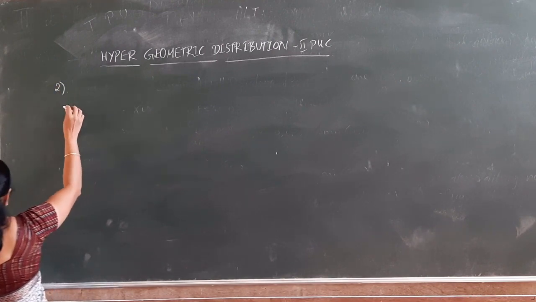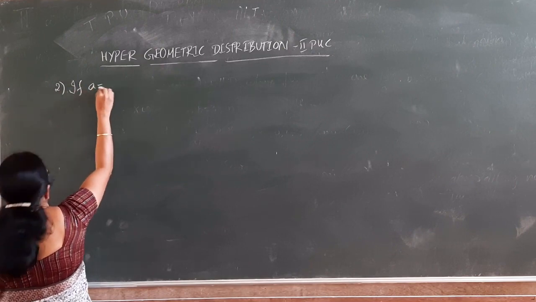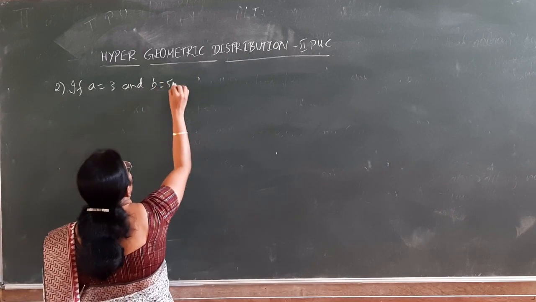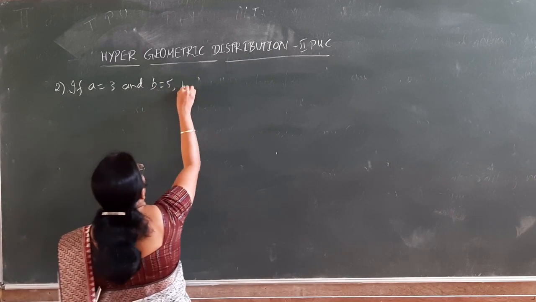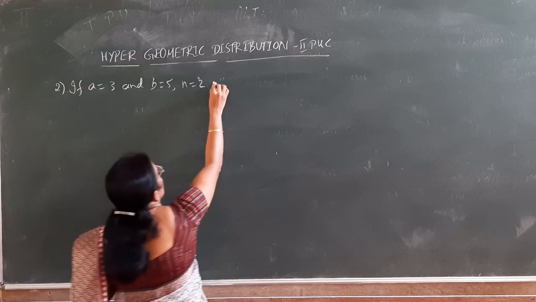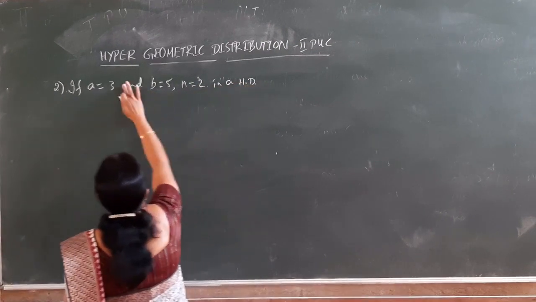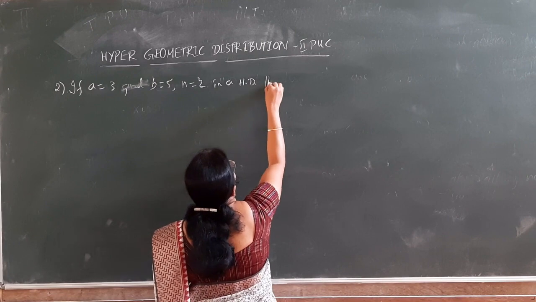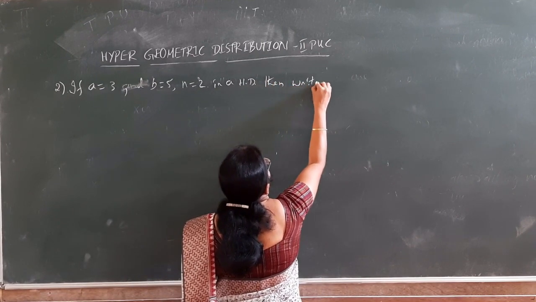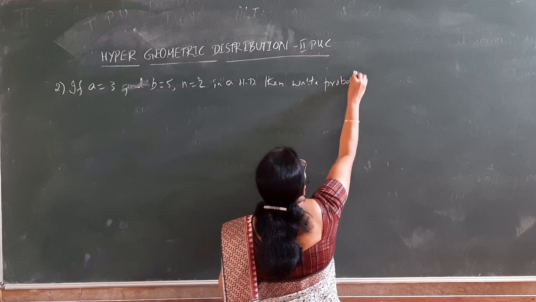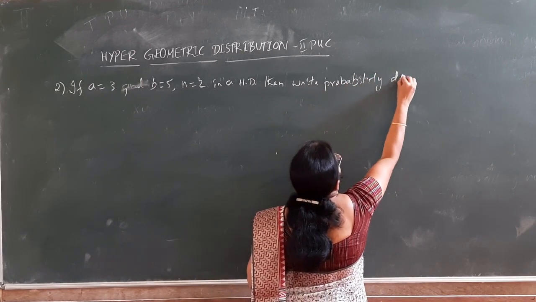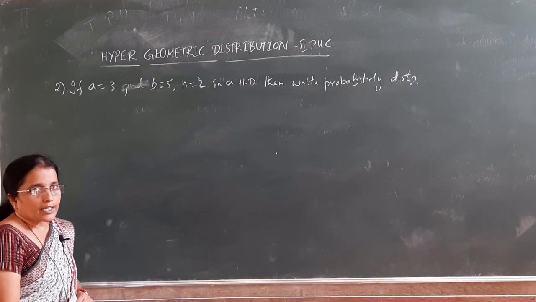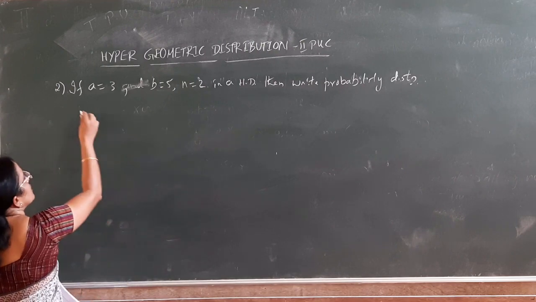Second question: if A equal to 3 and B equal to 5, also n equal to 2 in a hypergeometric distribution, then write down the probability distribution. In the beginning, I have given one example. In the similar manner, we can do this also.